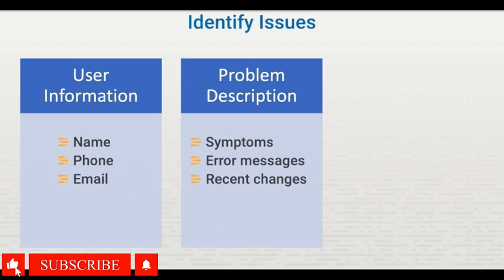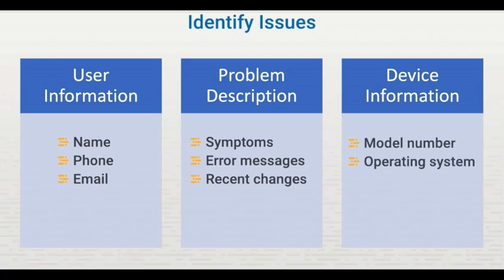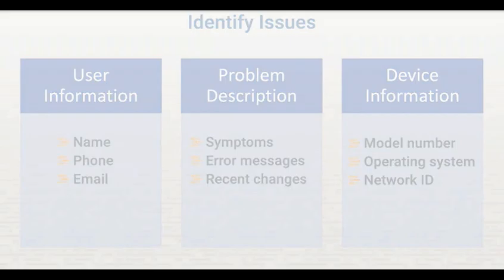Be sure to record information about the specific device that's experiencing the problem as well. If you're working with the customer who purchased the device from your organization, you'll probably want to record the model number, operating system, and warranty status. If you're working with an employee, you should record the device's network ID along with the operating system and the name of the software or peripheral involved.